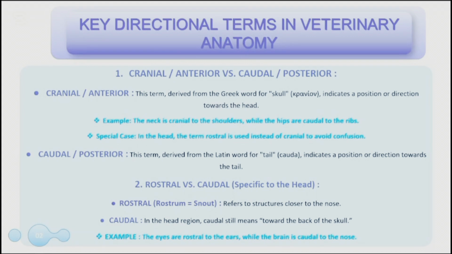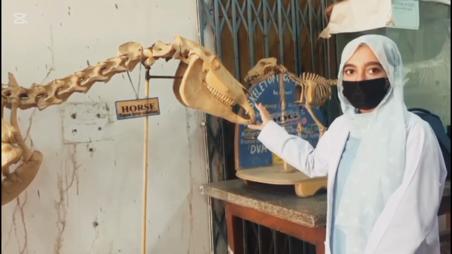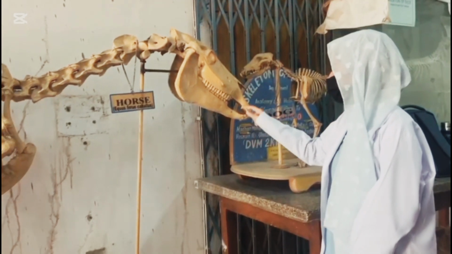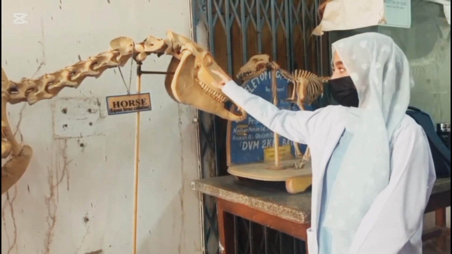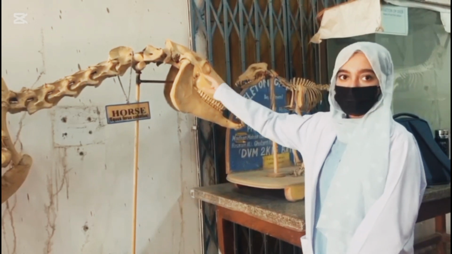Second, there comes rostral versus caudal. These terms are specific to the head. Rostral, derived from the word rostrum, that means snout, refers to the structure closer to the nose. And caudal, in the head region, still means towards the back of the skull. For example, the eyes are rostral to the ears while the brain is caudal to the nose.